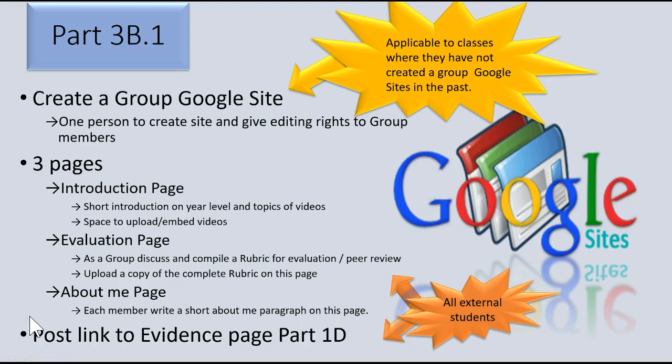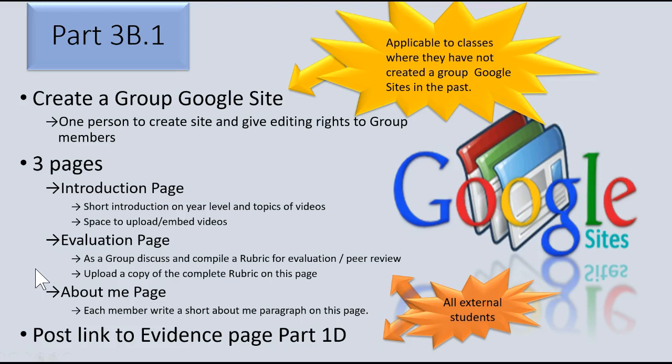Now, Activity 3B is split up in a few parts. In Part 1, you need to create a group Google site. Please note that this is applicable for those students who have not yet had the opportunity to create a group Google site over the past 2 weeks. If you're one of those students, then you will this week need to create a Google site in your group. One person will create the site and give editing rights to the rest of the members in that group.